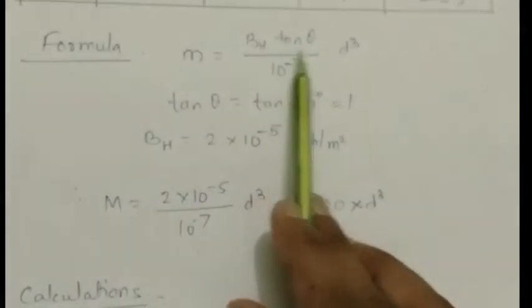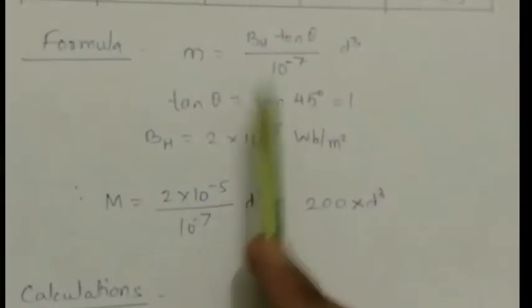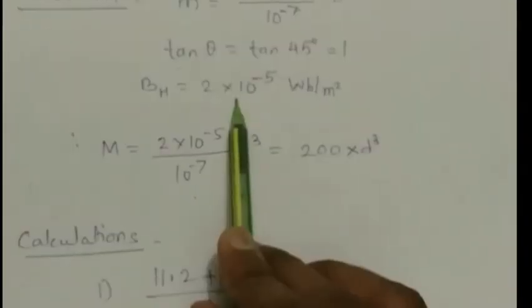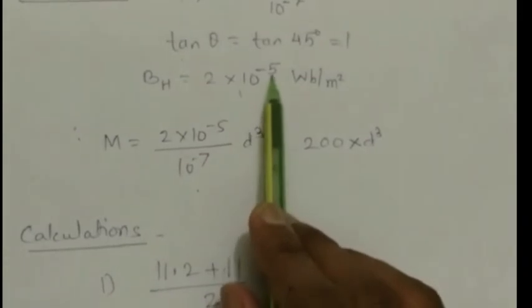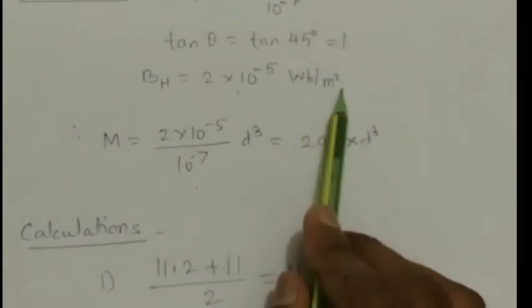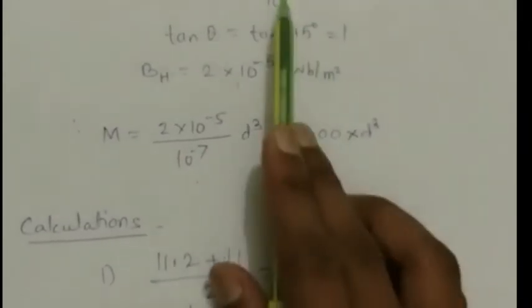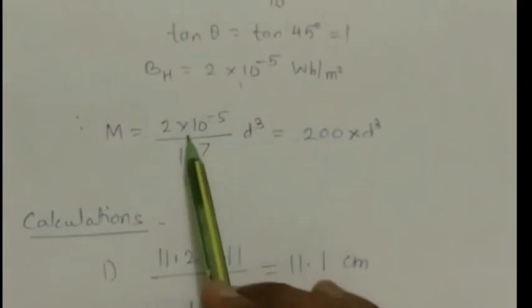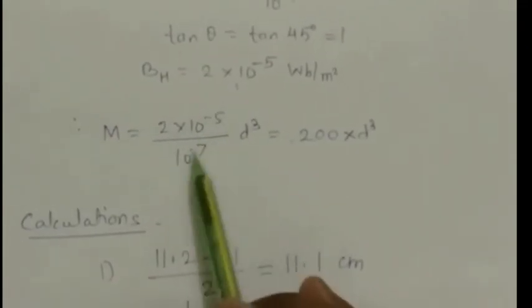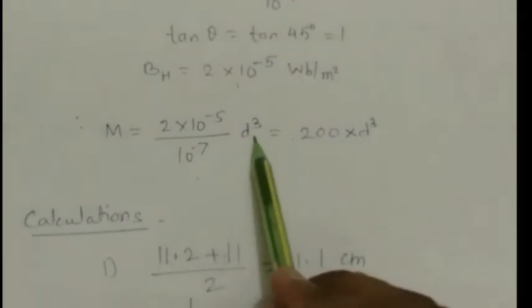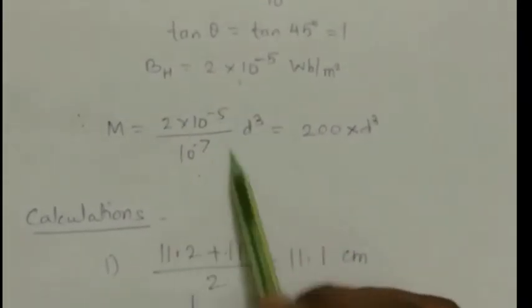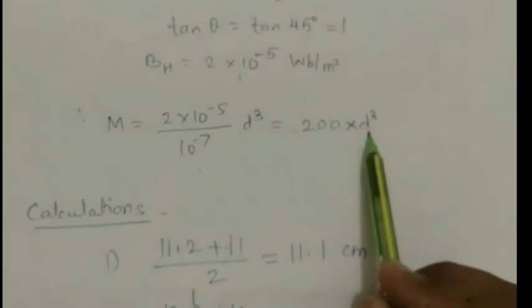So this part is going to cancel out, and BH is given, that is Earth's magnetic field, and its horizontal component is 2 into 10 to the power minus 5 Weber per meter square. So if we put in this formula, we will get 2 into 10 raised to minus 5 divided by 10 raised to minus 7 into d cube. If you solve this, you will get 200 into d cube.